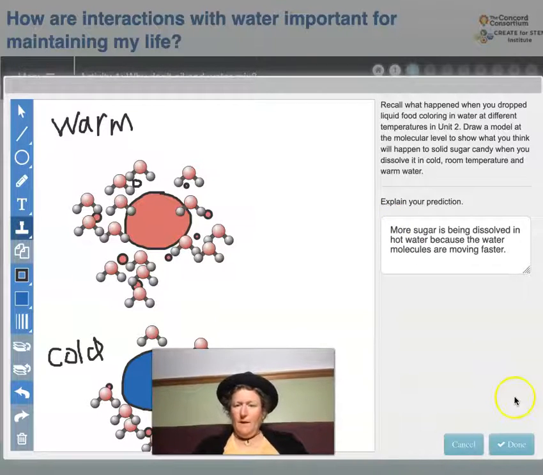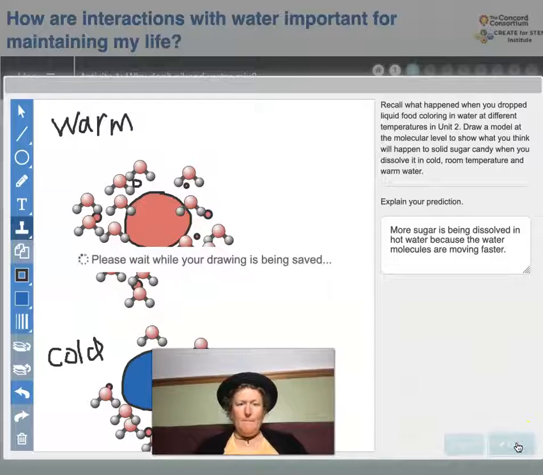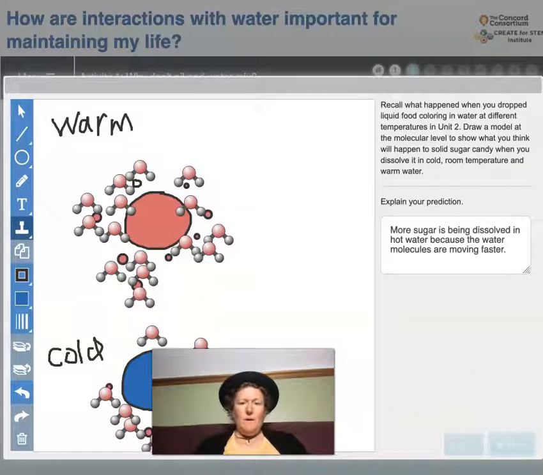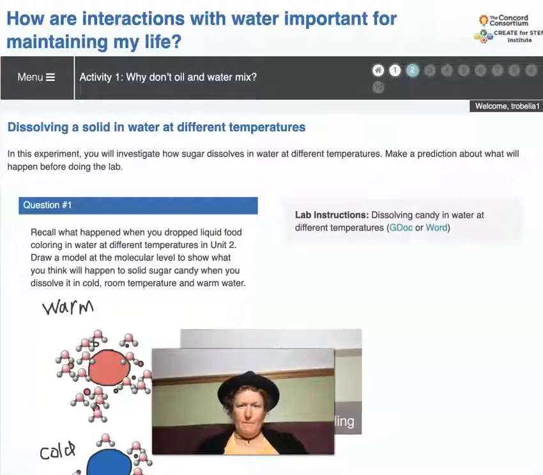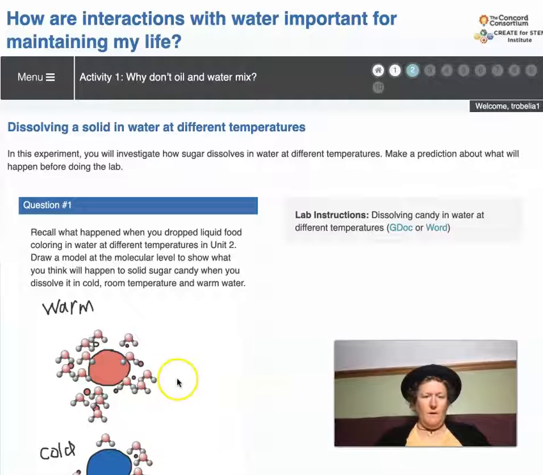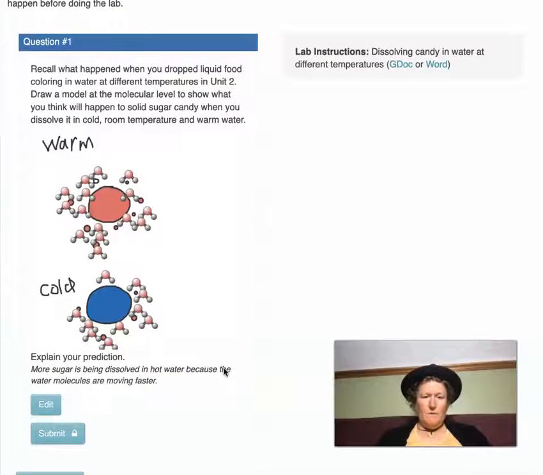So now that I'm done, I can click the done box here. It's going to save my drawing. And we can move on. I can scroll down, I can hit submit. It's going to lock that, so I can't change my answer as we go along. We're making a prediction here, and we don't want to change our prediction. We want to see if our hypothesis, our prediction, meets with some data that we're going to learn about here.